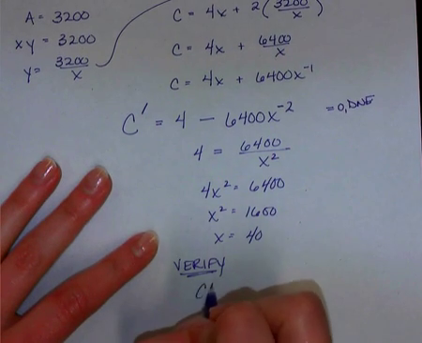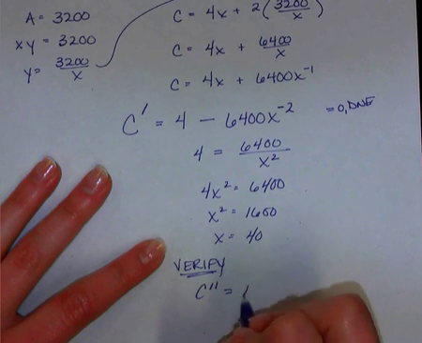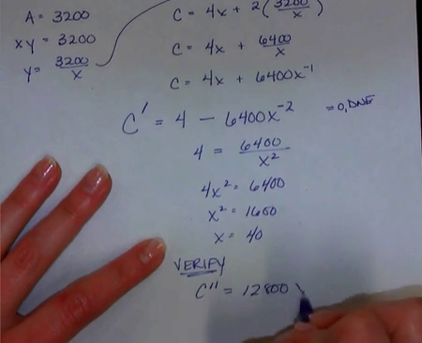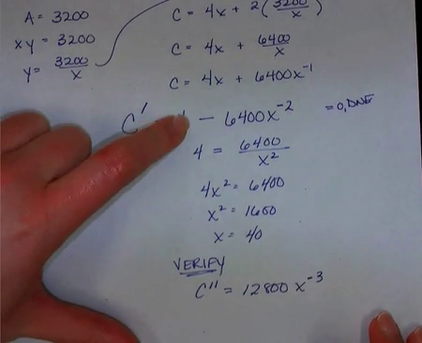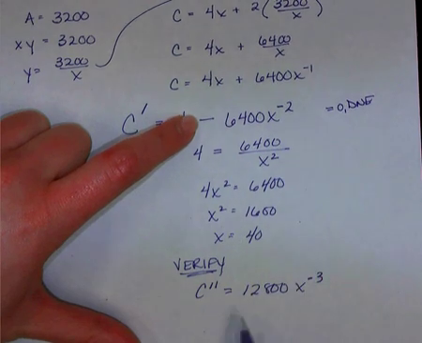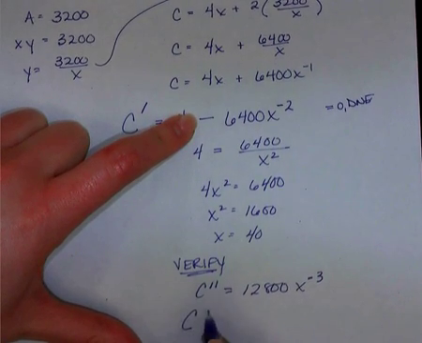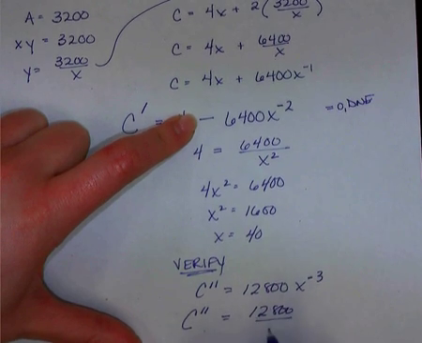If I take the second derivative, I get 12,800 X to the negative 3. I'm looking at my first derivative. Derivative of 4 is 0, and then I'm just doing power rule here. Negative times a negative 2, that's going to be positive. Now I know that the second derivative is equal to 12,800 over X cubed.